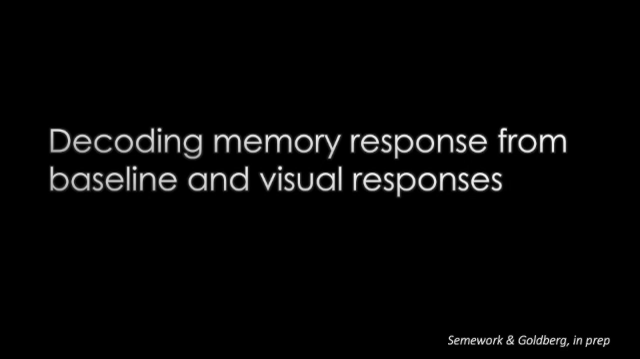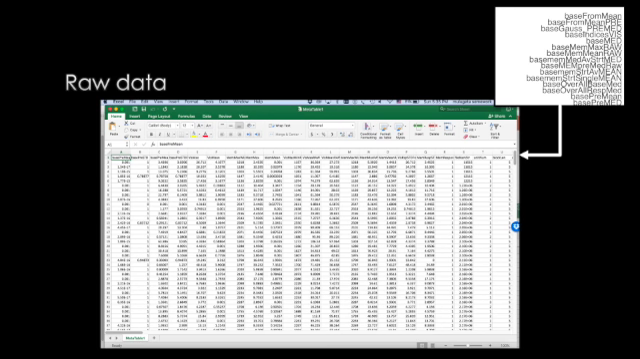So that's why I said I can decode the memory response from baseline and visual responses that I record early. And if I can do that successfully, then I will be happy. So every day, as I said, I record neurons. In this ugly spreadsheet, each row is a neuron. The columns are different parameters I measure, median, max. It ended up being about 200 columns.